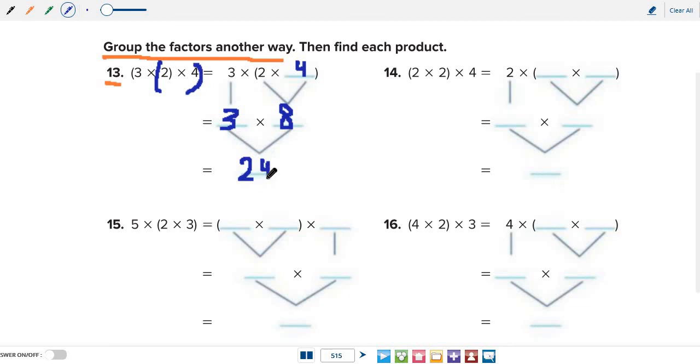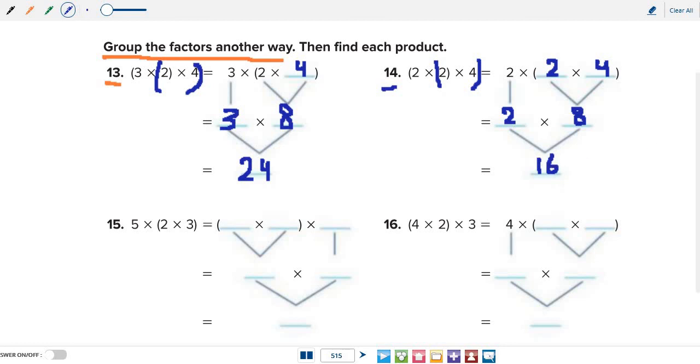It's so easy, right? Let's see question number 14. 2 times 2 times 4. We need to group the factors another way. So we can group these two factors: 2 here and 2 times 4. We have the same factors. Now 2 times 4 equals 8 again. 2 is the same. Now 2 times 8 equals 16.